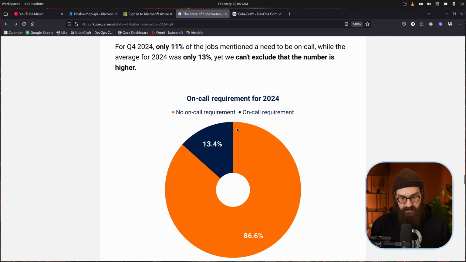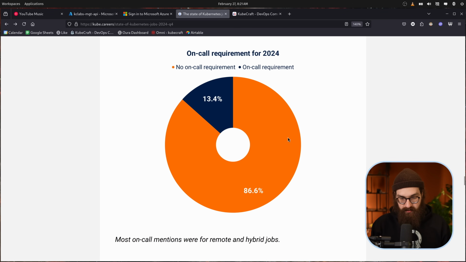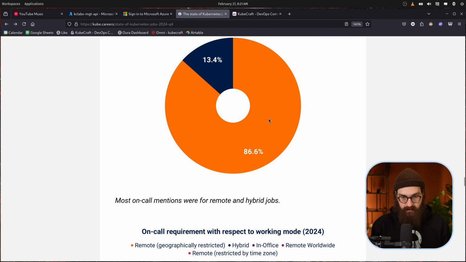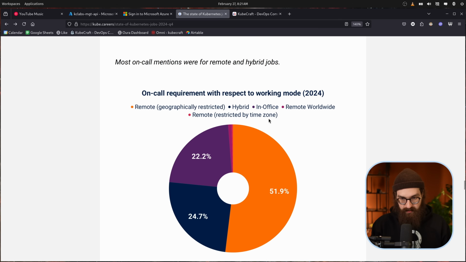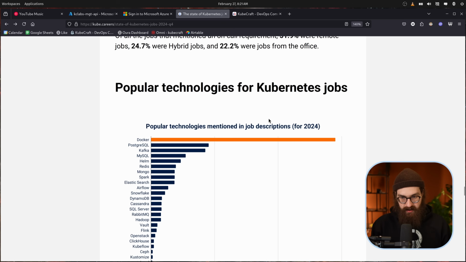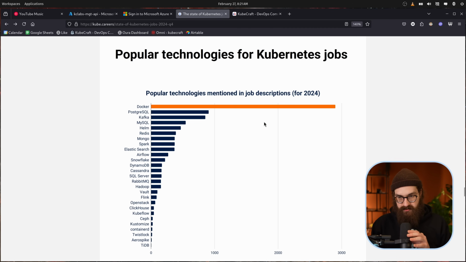On call, there's still a very small portion of Kubernetes jobs. I've never been on call for Kubernetes jobs myself, fortunately. And let's check out the popular technologies for Kubernetes jobs. Now, one big flaw in this survey is that they don't address GitOps, which is very strange to me.